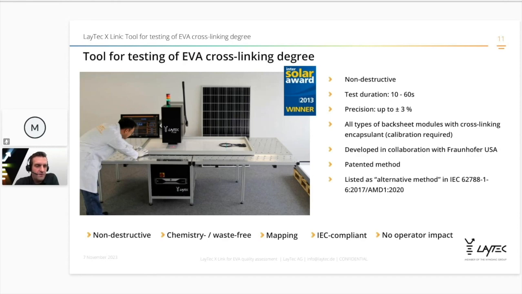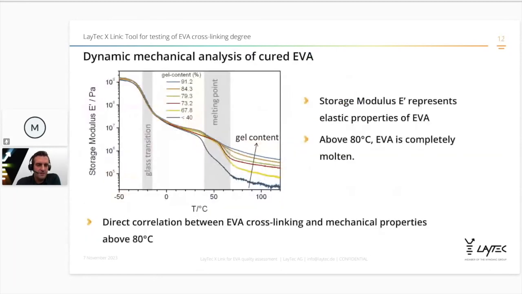So in conclusion, it's a non-destructive method that basically allows you to work completely free of any chemical lab or any chemical waste disposal. Due to the speed of the measurement, you are able to do full mapping of the modules. The method is IEC compliant, and due to the simple handling, it doesn't have any operator impact on the measurement result, which is quite different in the chemical testing.